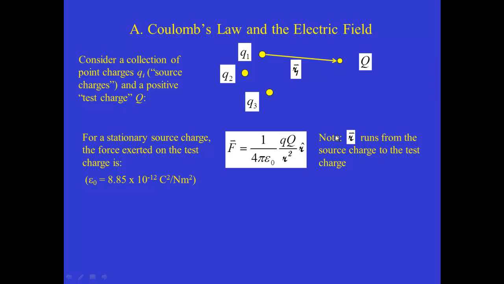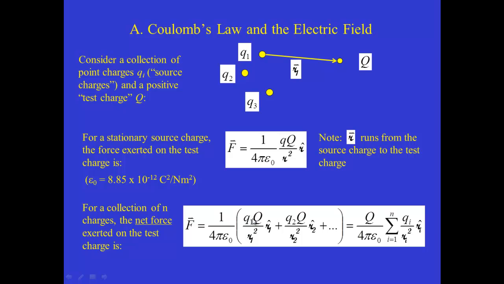Note, in this expression and all other similar expressions that we will encounter, the script r vector does not start at the origin, but rather runs from the source charge to the test charge, or the point in space that we're interested in. Now we can take this expression that gives the force produced by a single source charge, and use it to calculate the net force exerted by all the source charges on the test charge. We'll have a term in this sum for each of the source charges, Q1 divided by R1 squared, Q2 over R2 squared, and so on.